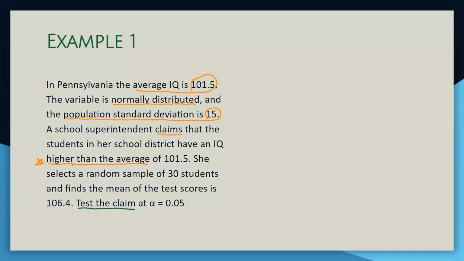She randomly selects a sample of 30 students, so they're giving us our sample size, and finds the mean of the test scores is 106.4. And that follows that discussion about a random sample. So we know that that's a sample mean. So this is an X bar. This is a claim about a mu. This is our sigma. And this is our n. Very last thing, they tell us alpha is 0.05. Test the claim at a level of significance of 5%.